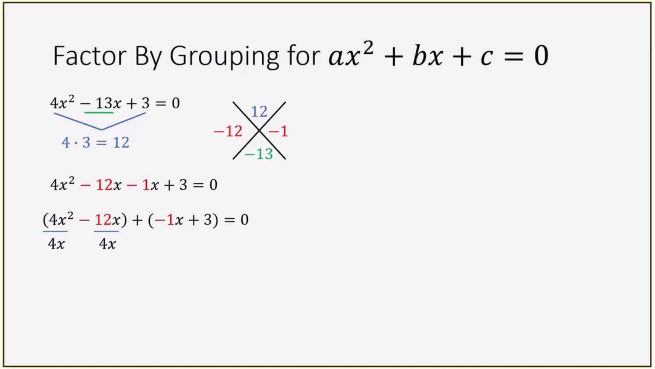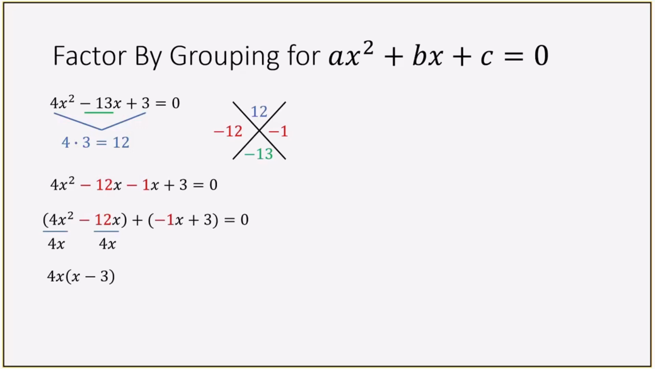I'm going to divide both terms by 4x. And so that first part now becomes 4x times (x minus 3). 4x squared divided by 4x gets you x, and negative 12x divided by 4x gets you negative 3.